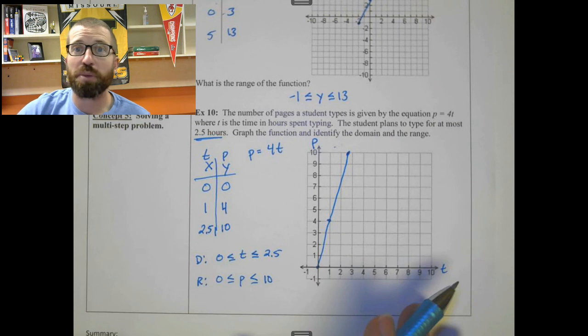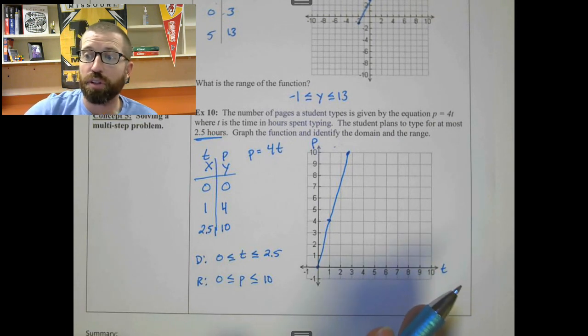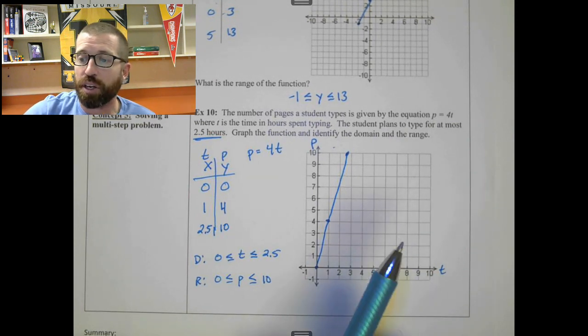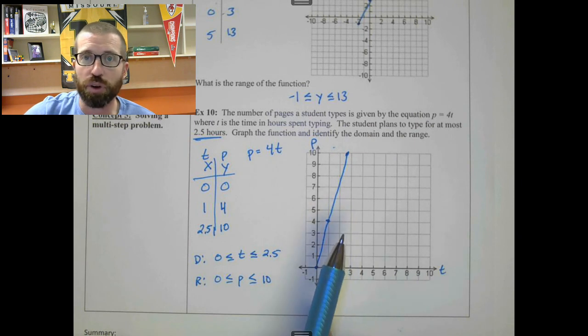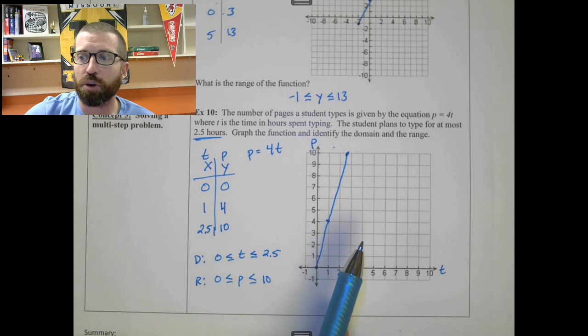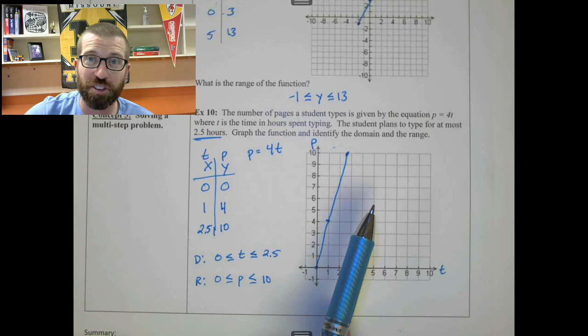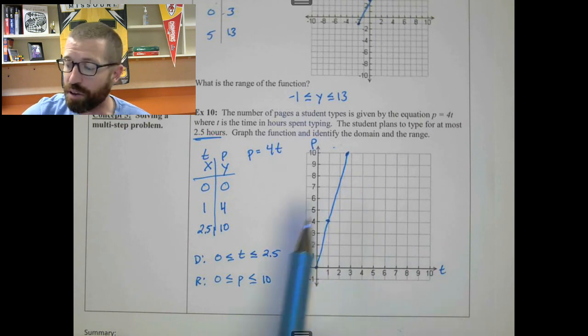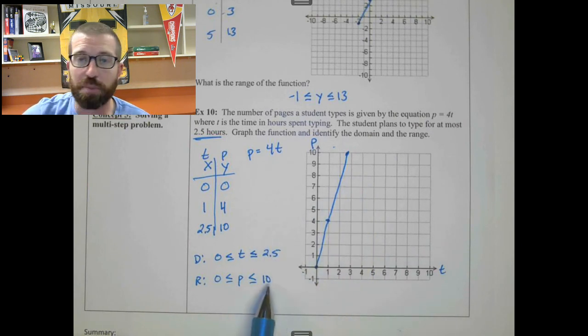My domain is all my possible inputs. So the least amount of time I could spend typing is 0 hours, and the most is 2.5. My range is all the possible outputs. So those are all the number of pages I can type. The least amount of pages I can type is 0 if I didn't type at all. And if I type for 2.5 hours, I can type 10 pages.